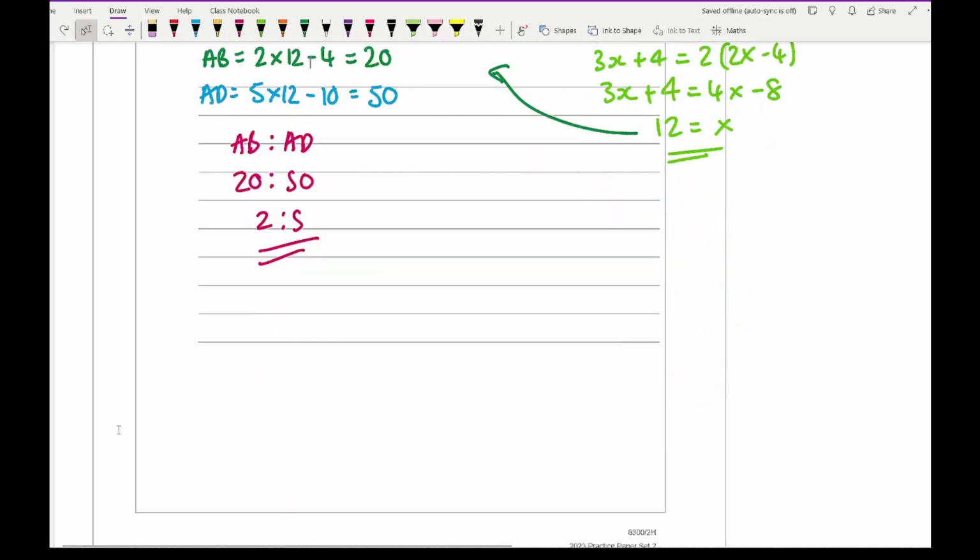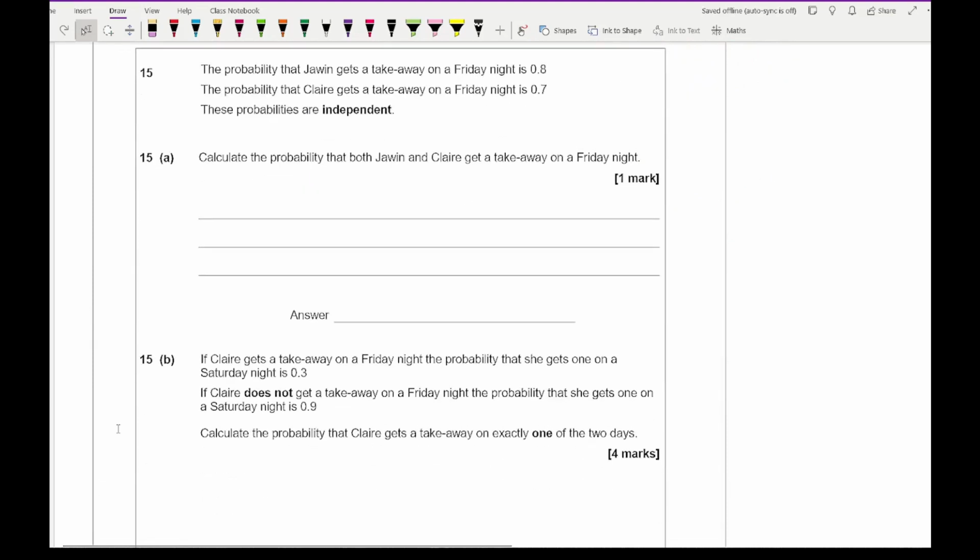Moving on to question 15, it says the probability that Jarwin gets a takeaway on a Friday is 0.8. The probability that Claire gets a takeaway on a Friday is 0.7.